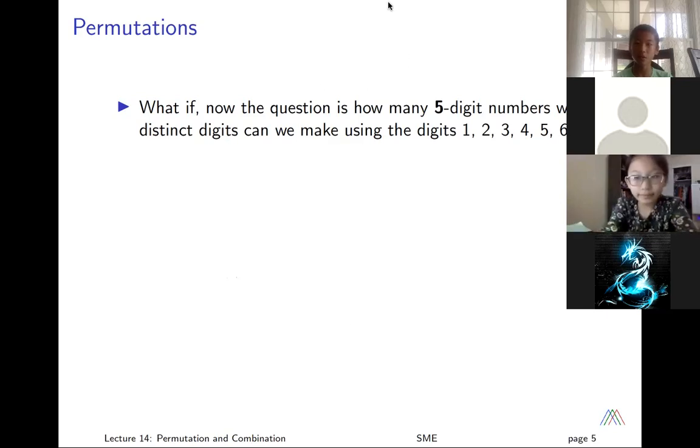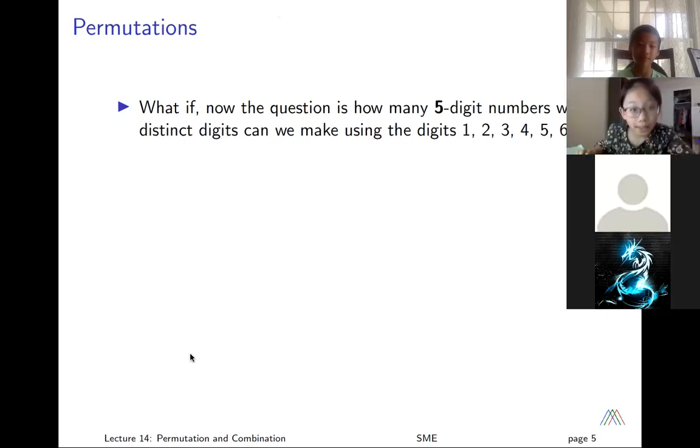Okay, so I've given a bit of time, and Grace, would you be willing to share how you got your answer of 720? I'm just going to annotate. It's kind of bad.